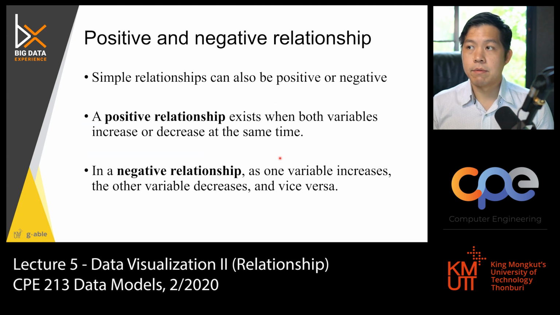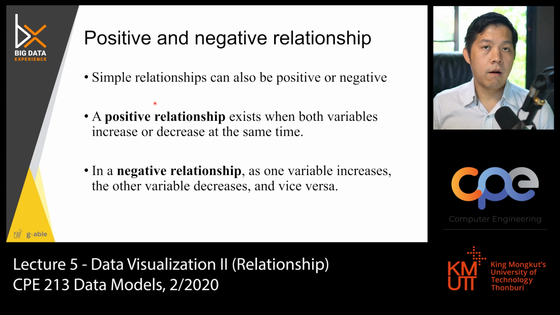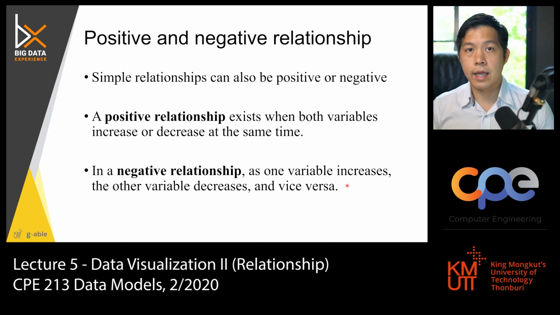By looking at a scatterplot, you can determine the relationship between two numeric variables. You can have the variables related in a positive relationship, which means they increase and decrease at the same time. Or you can have a negative relationship, which means that when one variable increases, the other will decrease. So it kind of goes against one another, like the price in the stock market: one goes up, the other goes down, for example.